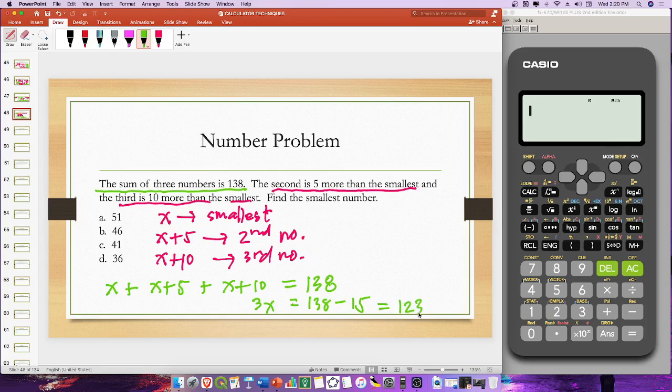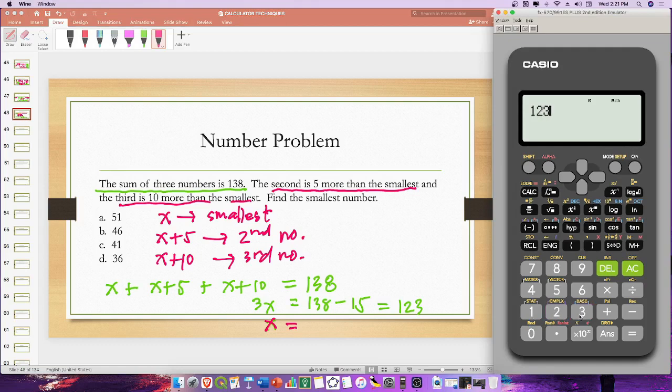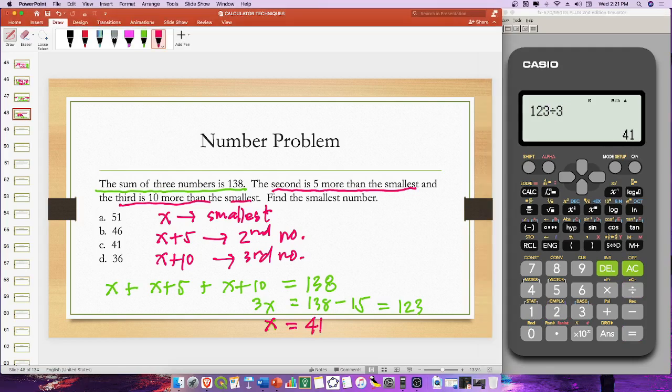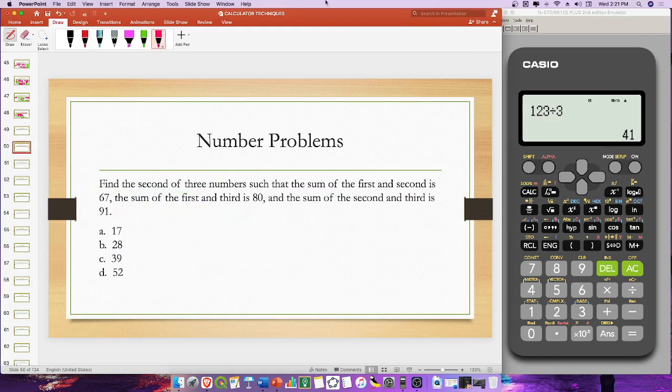Okay, so what will be the value of x? So I will write x is now equal to 123 divided by 3. That's right. 123 divided by 3. So the value is equal to 41. So this is 41. 41 is the smallest number. Alright, this problem is not that difficult. Let's try the other problem.